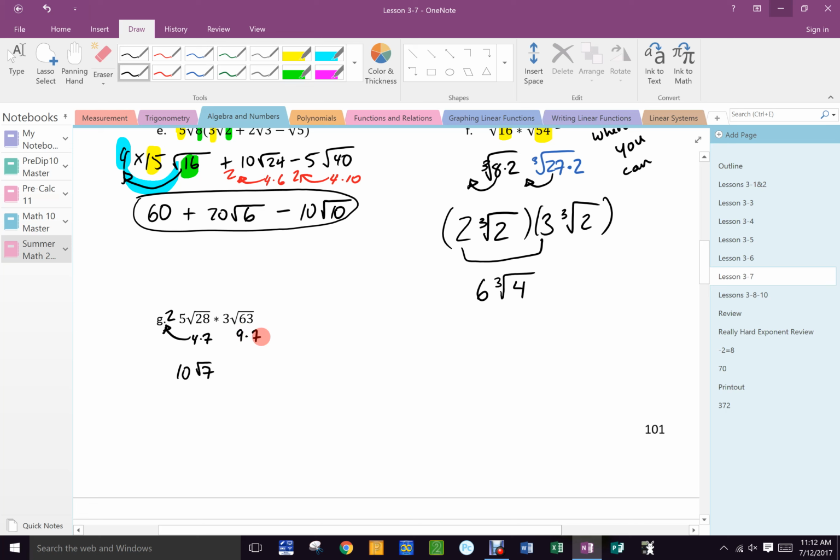What's 63? 9 times 7. Why'd you choose 9? Because 9 has a square root. What is it? 3. So what comes out? 3. What's already out there? So it's 9 root 7. Yes? Okay. What's 10 times 9? 90. What's root 7 times root 7? It's root 49. What is the root of 49? 7. So what comes out here? 7. What was already out here? What's 7 times 9? 63 with a 0.